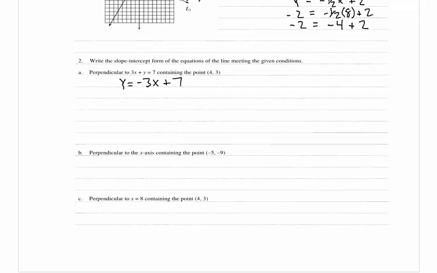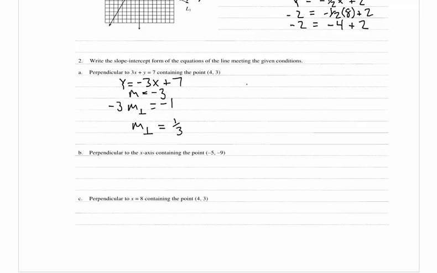And when we multiply it by the slope of the line that we're looking for, it needs to equal -1. So if m is equal to -3, then -3 times the slope of the perpendicular line is equal to -1. And now we'll divide both sides by -3, and we get the slope of the perpendicular line to the given line is equal to 1/3.